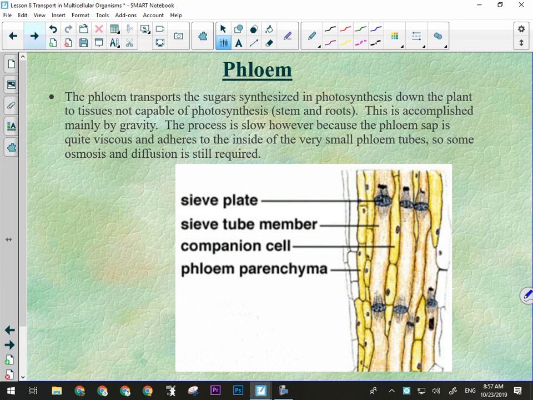Gravity will do the job. Now, the process is pretty slow because phloem sap is much different than xylem sap. Xylem sap is mostly just water. It's very, very thin. It couldn't be thick, or the process of osmosis would not be able to draw it up because its concentration would be too high. But in the phloem, because we're relying on gravity and there's so much sugar, the viscosity of that sap is much, much greater. And so it's very slow to go down.